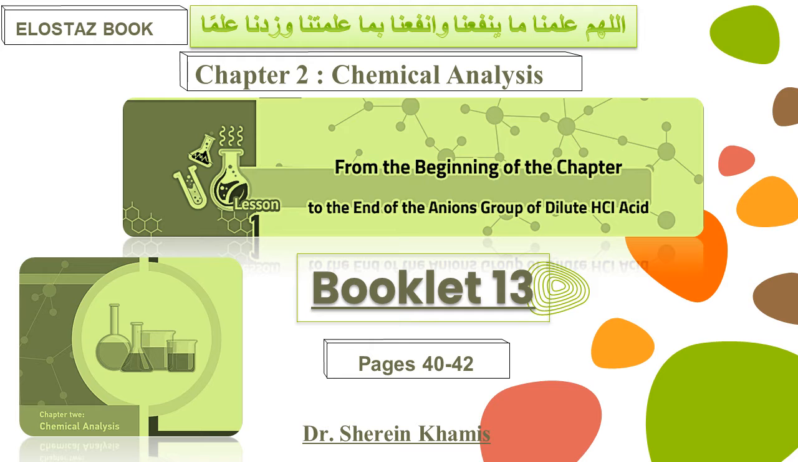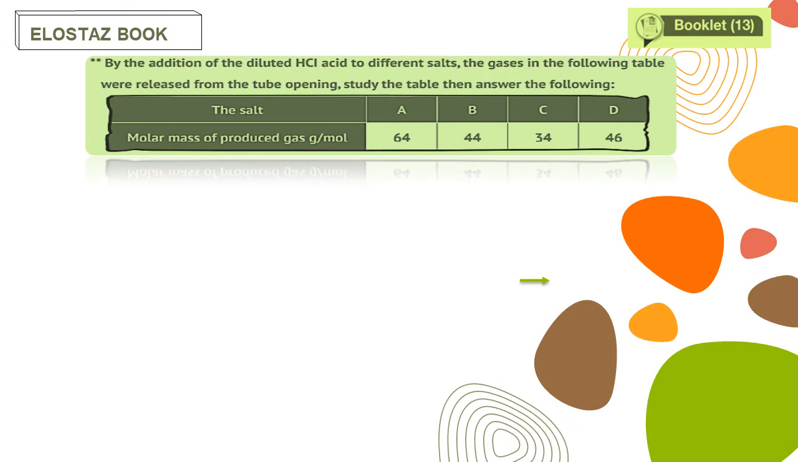We have two booklets in lesson 1, booklet 13 and 14. We will solve booklet 13 today, from pages 40 to 42 from El Ustaz book. We will start with the first question. Question number 1 says that by the addition of diluted HCl acid to different salts, the gases in the following table were released from the tube opening. Study the table, then answer the following.